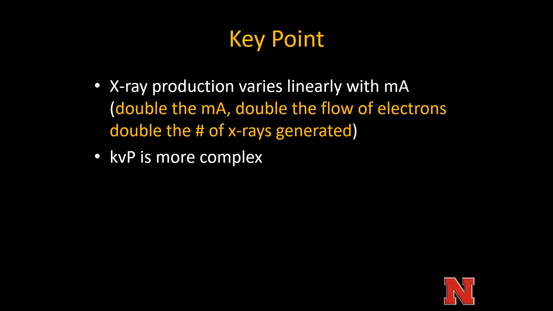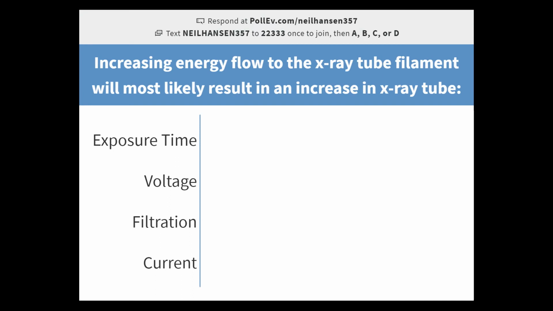Here's the key point. X-ray production varies linearly with mA. So if you double the mA, you're going to double the flow of electrons from cathode to anode, and you're going to double the number of X-rays that are generated. It's very simple. You cut the mA in half, X-ray production is cut in half. kV is a lot more complex than that.